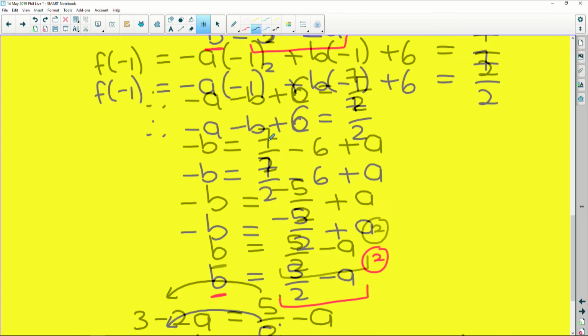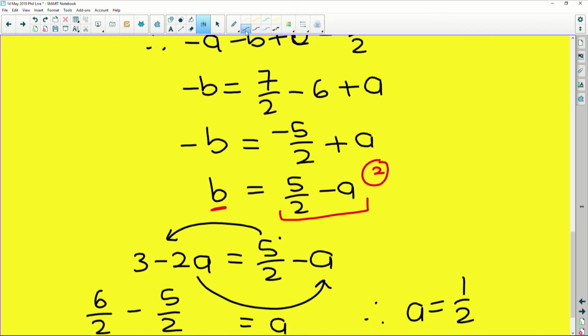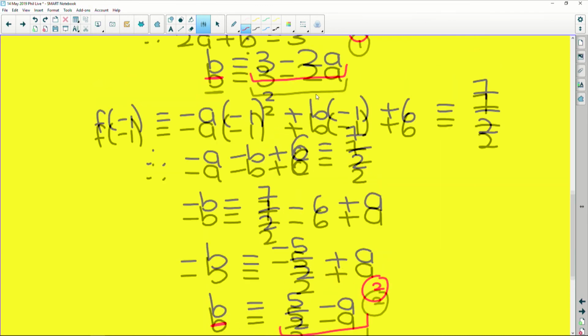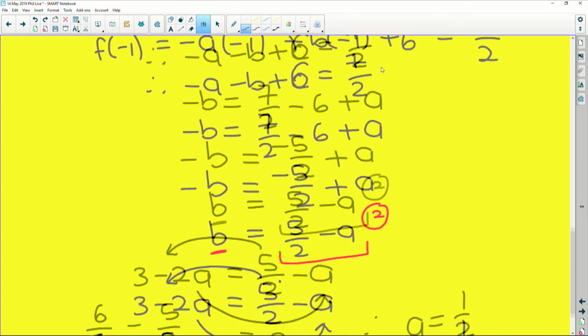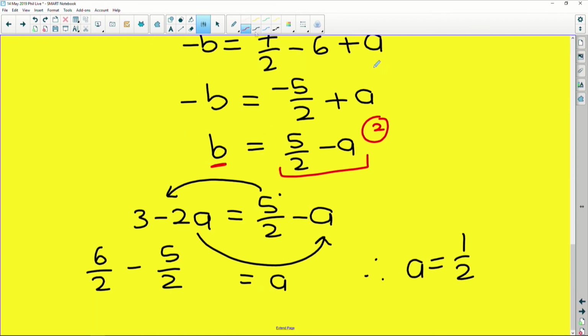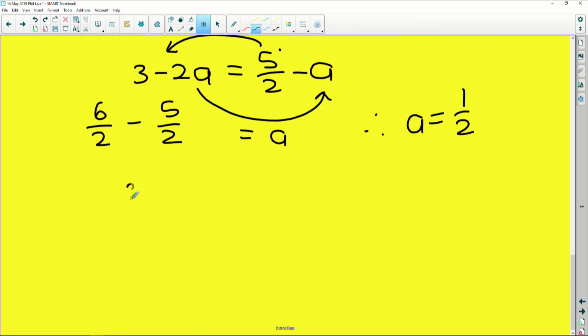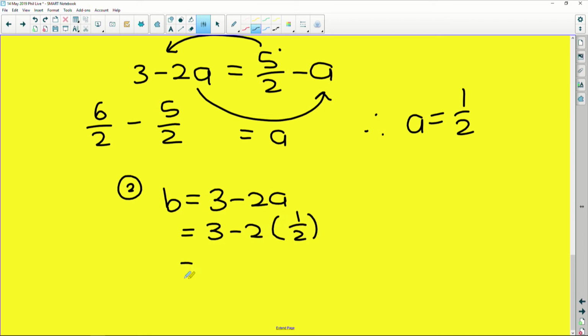Okay, now to solve for b, we just pick one of our equations. I'm going to choose the first one, so I'm going to substitute my value for a in, and I will get b. So from equation 2, we had b is equal to 3 minus 2a, which is equal to 3 minus 2 multiplied by a half, which is 3 minus 1, which is 2. So b is equal to 2. And those are the two things that we had to prove.